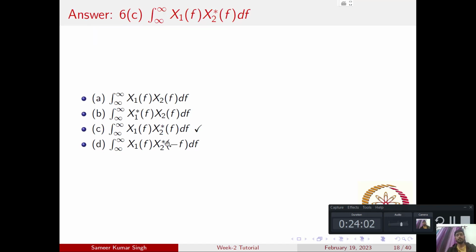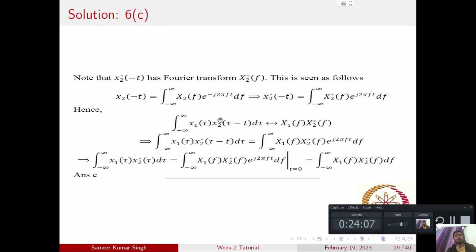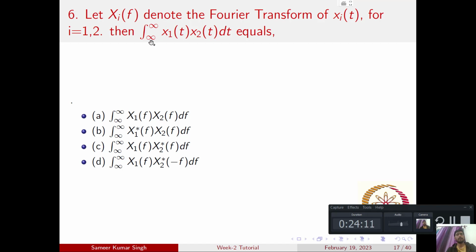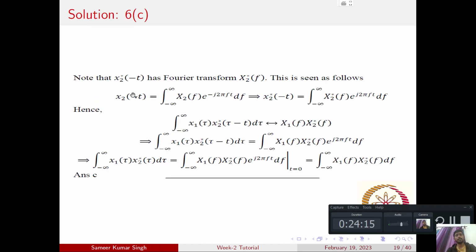So the answer will be option C. That is the explanation of this question. First of all, I will correct it: the limit is from minus infinity to plus infinity. So that is the explanation.